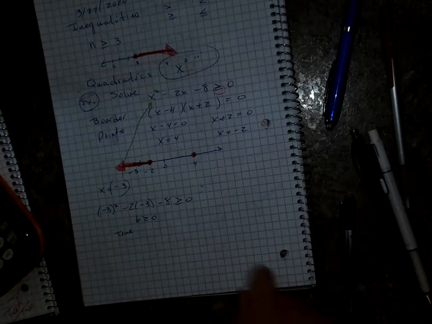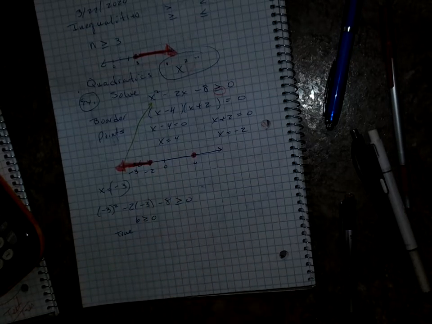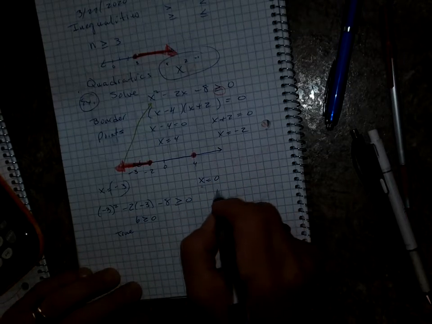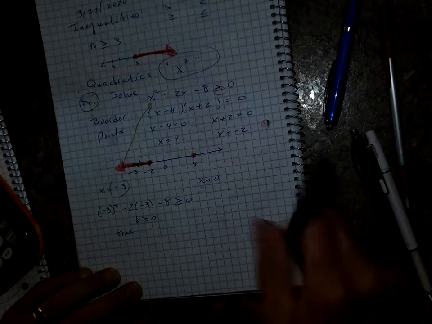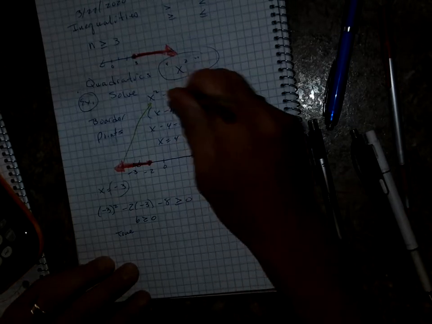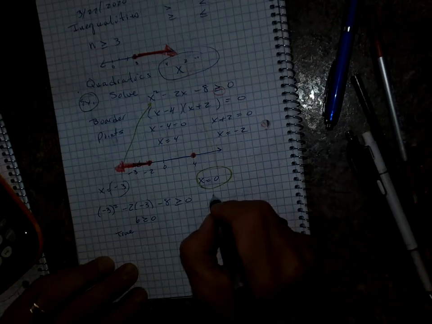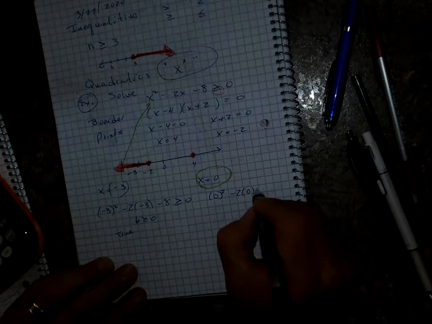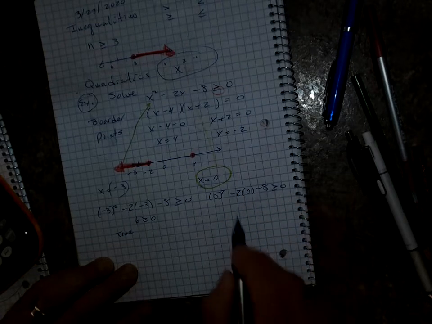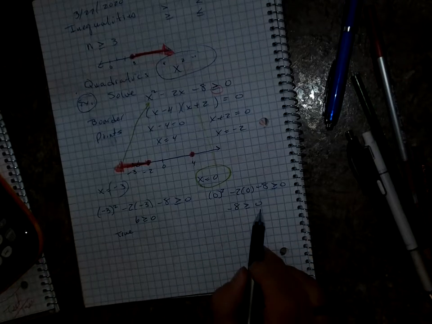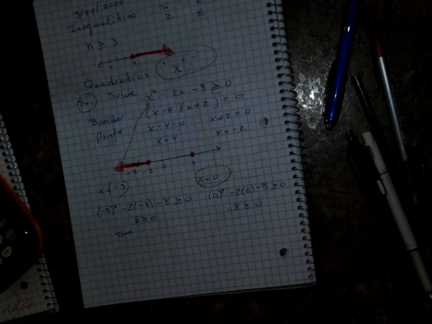Now, how about 0? Well, I could test 0. Okay, x equals 0. So I plug 0 into the original equation. 0 squared minus 2 times 0 minus 8, is that greater than or equal to 0? Well, that's going to be negative 8 is greater than or equal to 0. Is that true? Is negative 8 greater than 0? No, it's not. Negative 8 is not bigger than 0, so I do not shade that region.